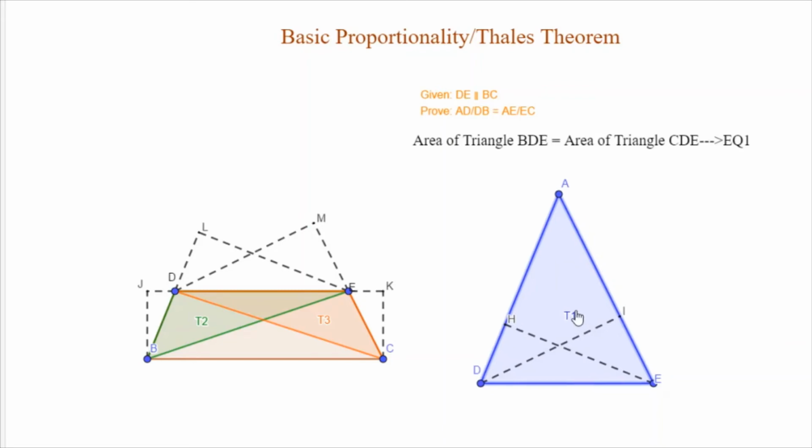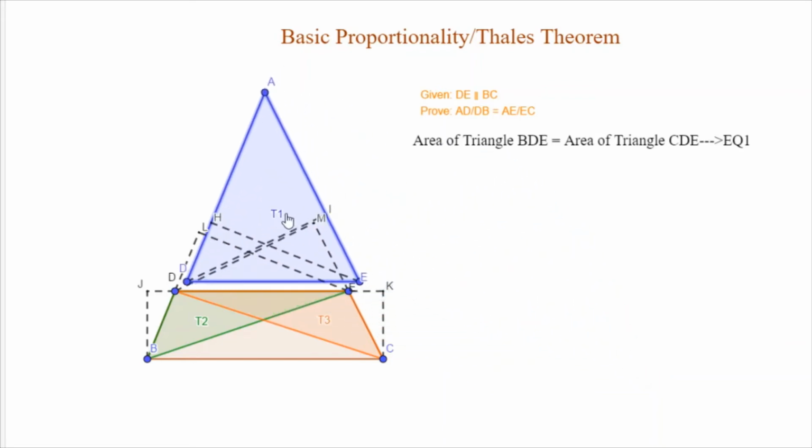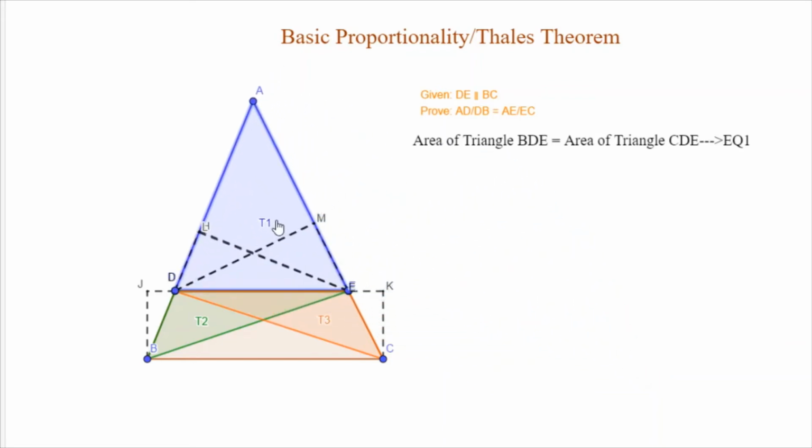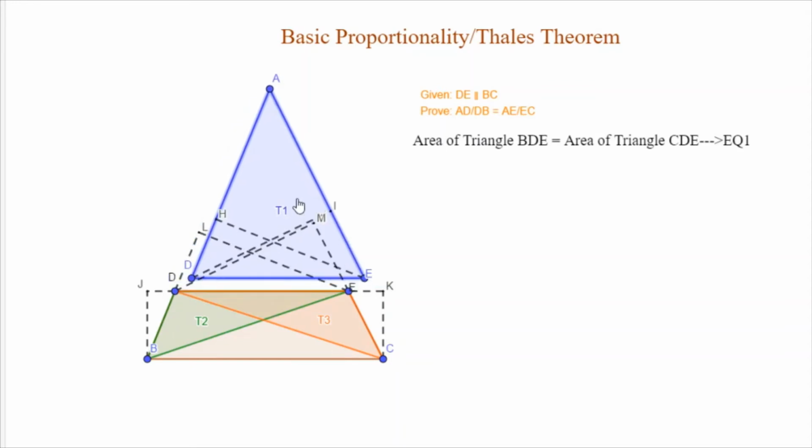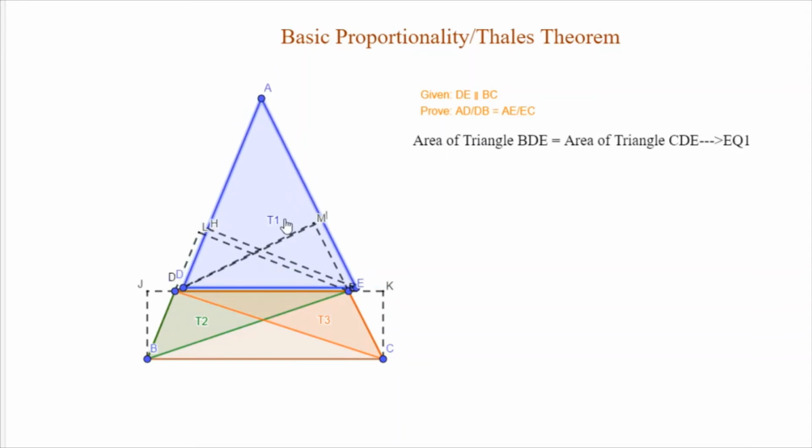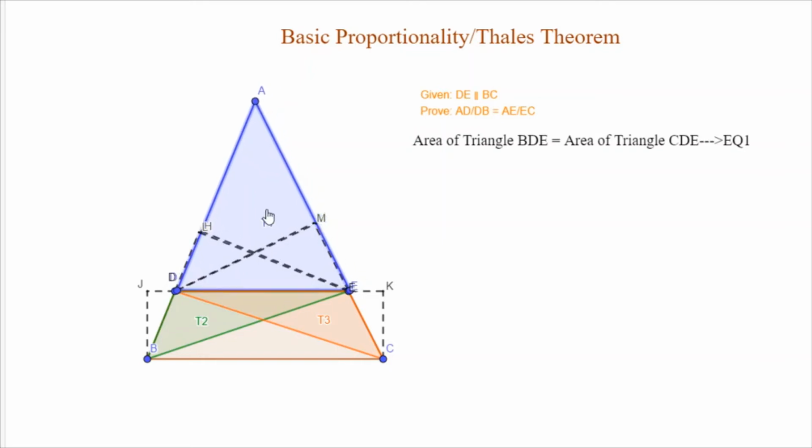Now let us put triangle T1 back to its original position. While I am putting it back to its original position, their heights are coinciding. The heights of T1 and T2, as well as the heights of T1 and T3, are coinciding, or exactly overlapping each other.